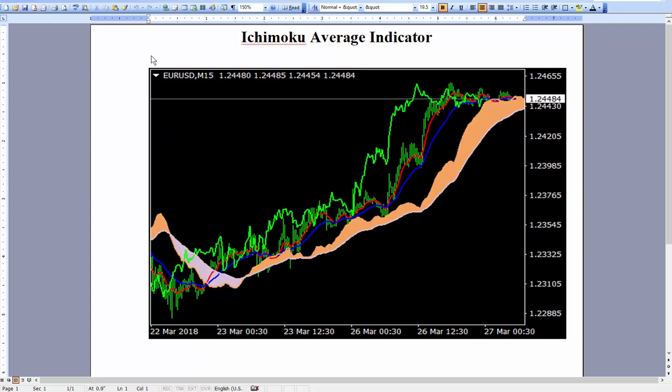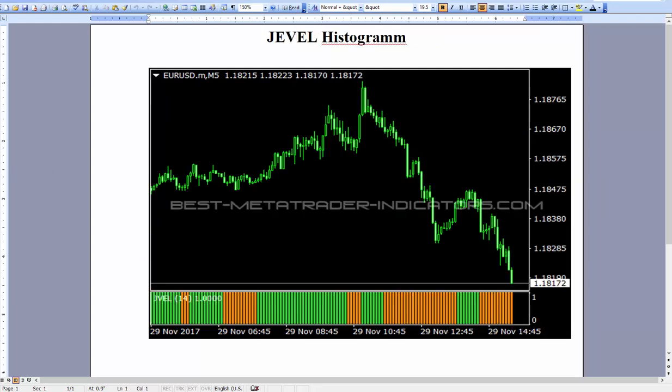Now I know a lot of traders out there like using the Ichimoku. This is the average indicator. Here's your Ichimoku cloud along with moving averages. Looks interesting. I'll have to run a test on it and see how it works. This one looks like it tells you the trend direction.